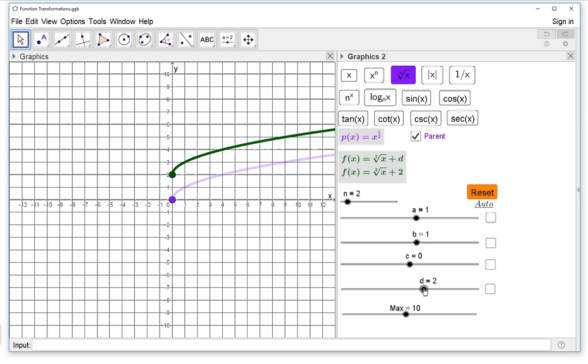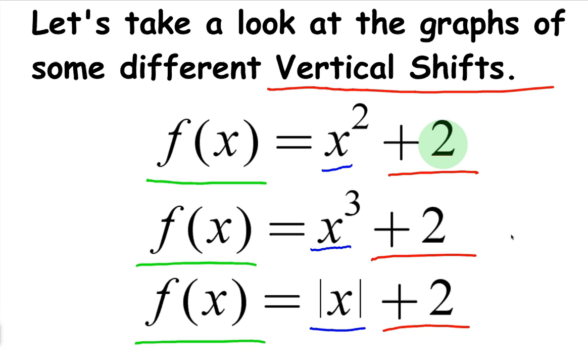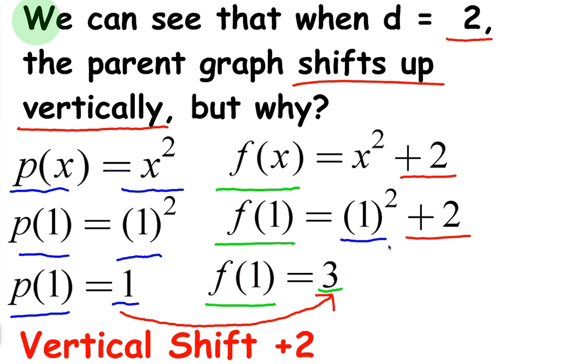It's so nice to see something that's so easy to comprehend. Sometimes in math things are difficult to comprehend. Let's look at 2 to the x. Again, here's the original 2 to the x. If we add 2 up here, so 2 to the x plus 2, when d is 2, we're going to call this one d. All the y values move up 2 units. Very cool, very easy to understand and comprehend.